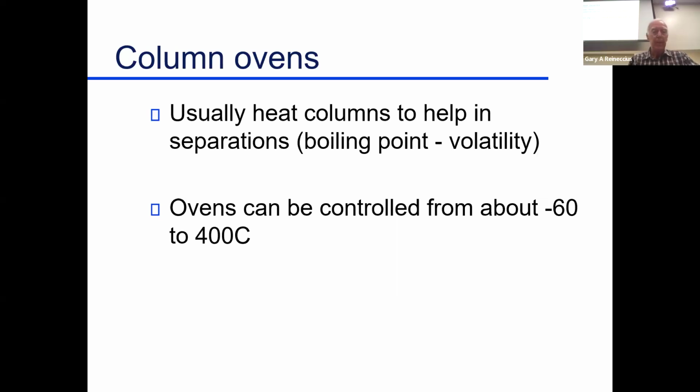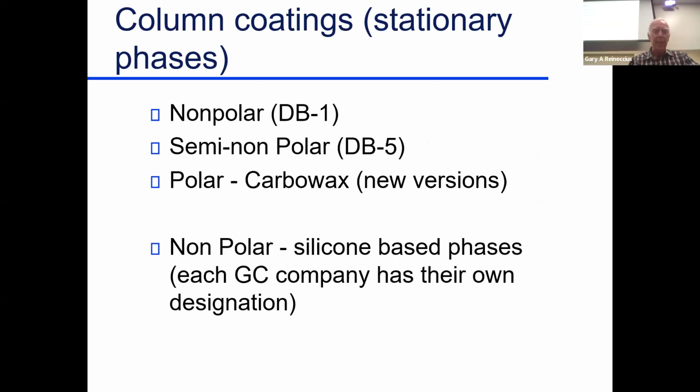The ovens, yep, okay. Controlled from -60 to 400. Okay, we did that. Here's our column polarity. We've also given some examples of that. The DB1, DB5, Carbowax is the polar phase. The DBs are the nonpolar phases.